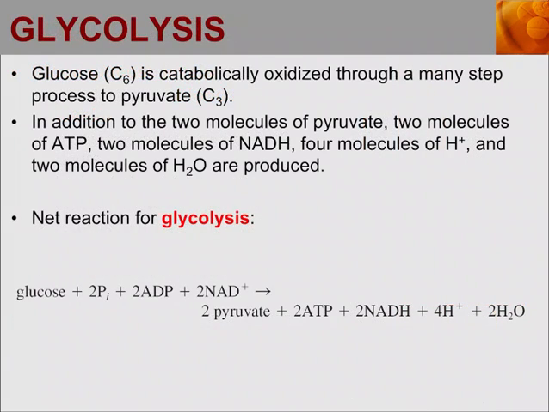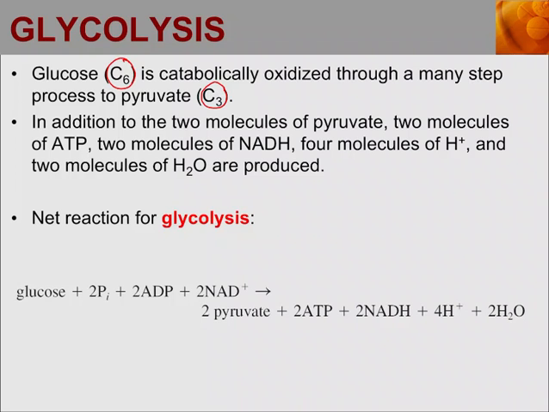All right, so glucose, we talked about previously. Glucose is catabolically oxidized through a many-step process to two molecules of something called pyruvate. Glucose has 6 carbons, and pyruvate only has 3 carbons, so it's almost like we're splitting glucose in half, but it actually goes through multiple steps to become pyruvate. We'll look at those steps in a second.